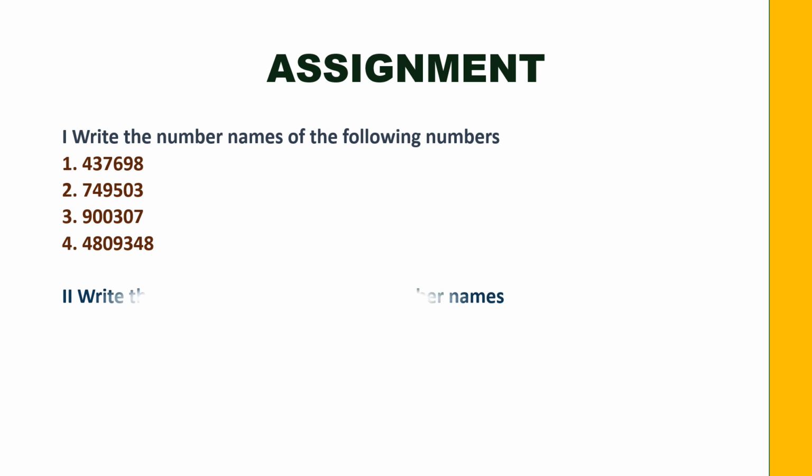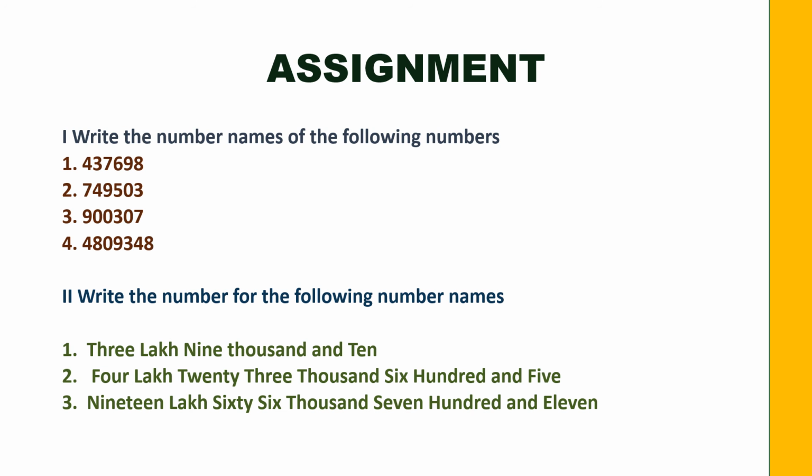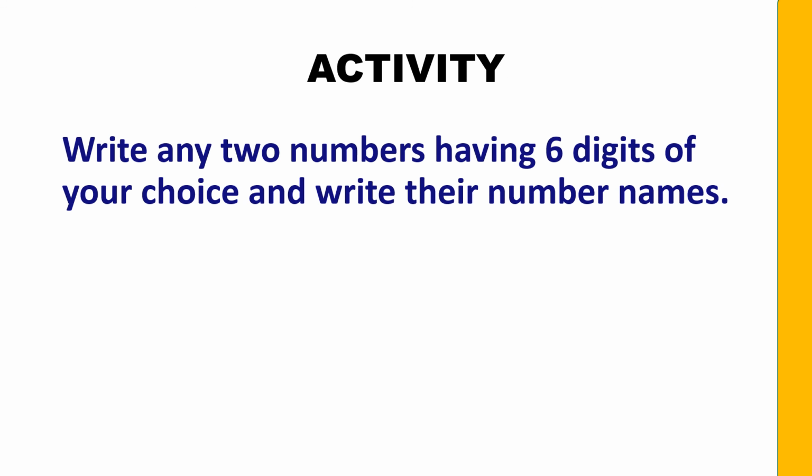Second question, write the number for the following number names. First question, 3,09,010. Second question, 4,23,605. And the last question, 19,66,711. Activity. Write any two numbers having 6 digits of your choice and write their number names.